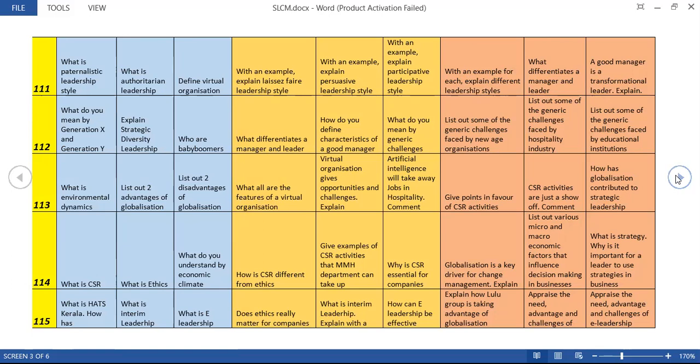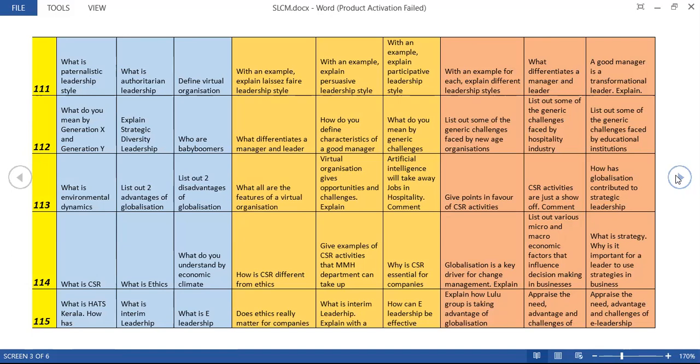Then there are advantages and disadvantages of globalization. Then virtual organization. As we are now having the classes online, that is simply a virtual organization. Many organizations have now moved into virtual platforms more than ever because of COVID-19 and other things. Then artificial intelligence: many services that we get from Google and others are based on artificial intelligence, and it's on the rise, improving day by day. What is its impact going to be on hospitality?